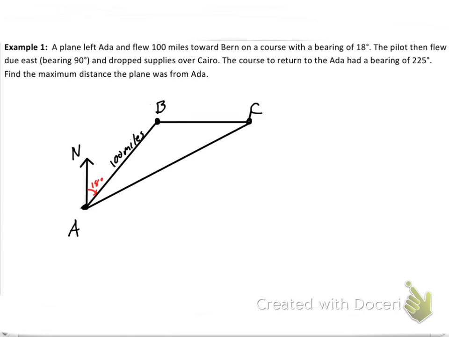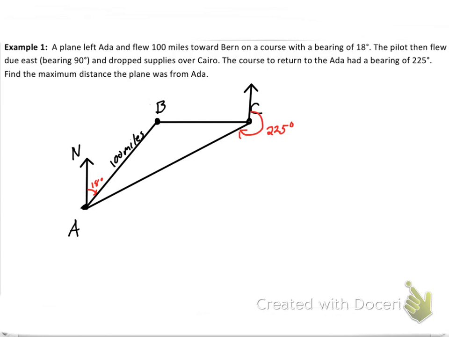Anytime we have a bearing, you have to think about where due north is. North would be that direction. So 225 would be me going all the way around to 225 degrees. Then it says, find the maximum distance the plane was from Ada. Which point would be the furthest away from Ada? A or B or C?